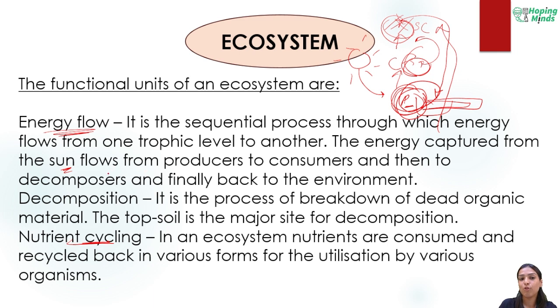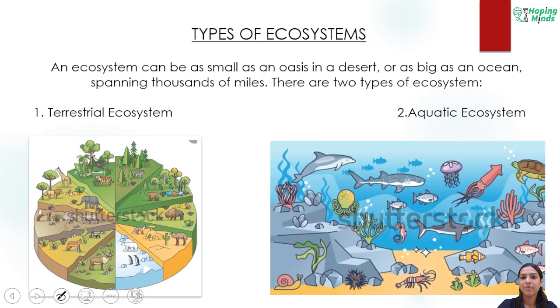The energy from the sun flows to producers and then to consumers and then to the decomposers and finally back to the environment. What's decomposition? We have studied the process of breakdown of the dead organic material. The topsoil, where that squirrel was present, the topsoil is the major site for decomposition. The bacteria and fungi are not present skin deep in the earth. They are present somewhere superficially. The nutrient cycling. In an ecosystem, nutrients are consumed and recycled back in various forms for utilization by various organisms.